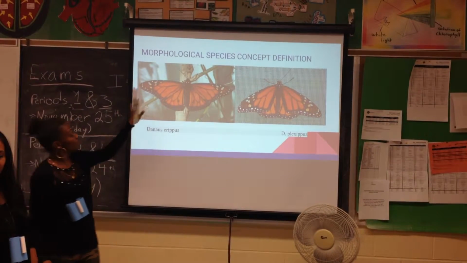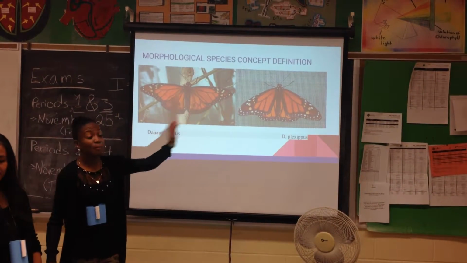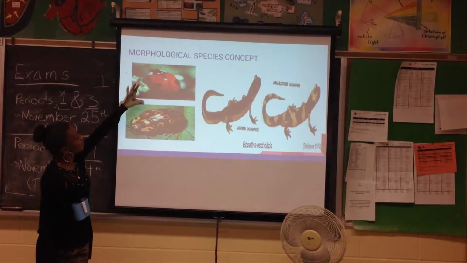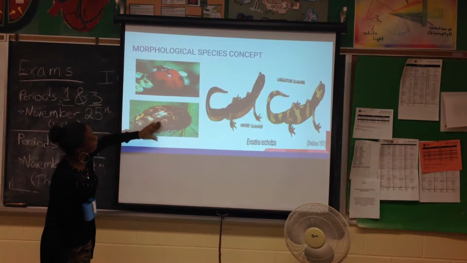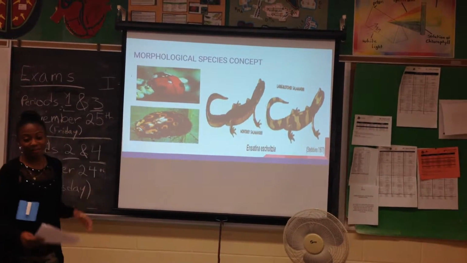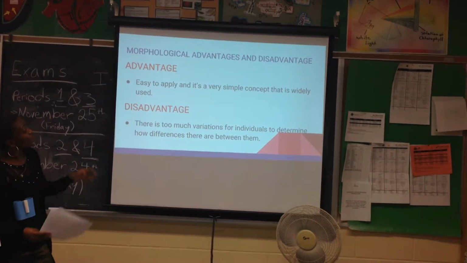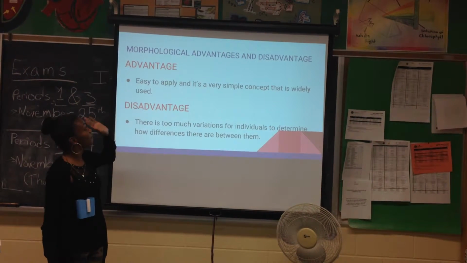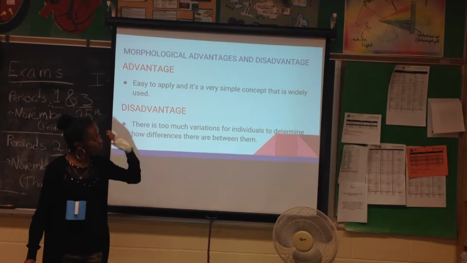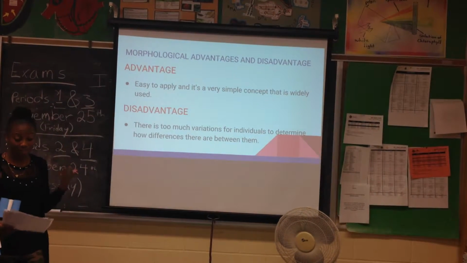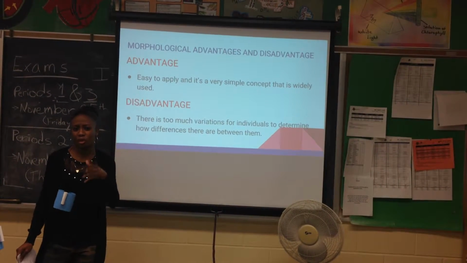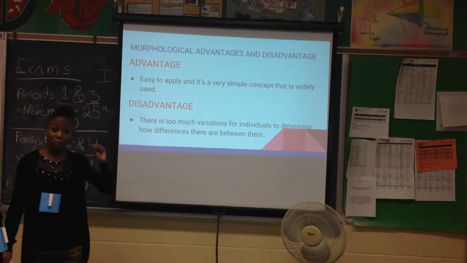Here's an example of the morphological species concept. They look alike, but they are not exactly the same. This is another example where the ladybugs have the same features, but they have different structural features as well as colors, right? So the advantages and disadvantages of the morphological species concept. One, it's easy and a very simple concept that's used worldwide by scientists. The disadvantage is there's too much variation for scientists to determine how different individuals are between them.